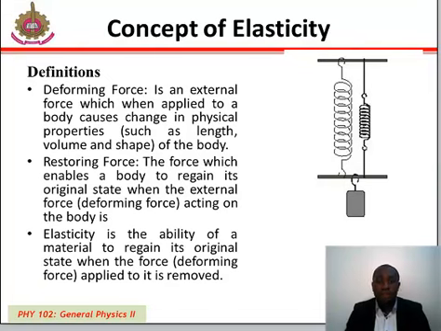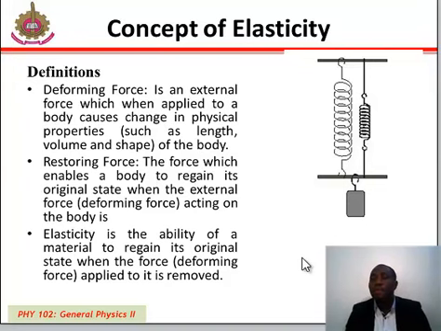In this slide, you can see a mass spring in which a bulb of mass m is attached. When an external force is applied on this body, since the body is not free to move, there will be a relative displacement of that body. But due to the elasticity of the body, it will regain its original position. This is called a deforming force. A deforming force is an external force which, when applied to a body, causes a change in the physical properties of that body, such as the length, the volume, or the shape of the body.